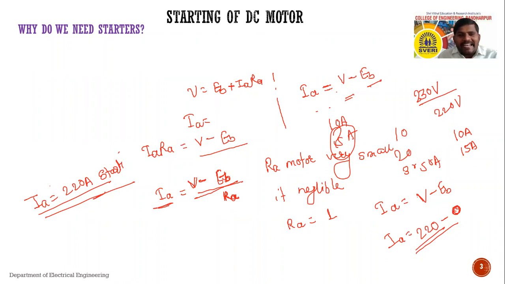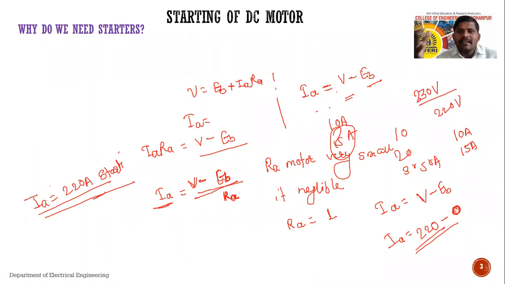That means if we connect some resistance in series with that connection, then we are able to limit that value of current, right? The definition of resistance is that it opposes the flow of current. Similarly, if we insert some resistance in series with the armature, we limit the value of current which goes high at the time of starting. So this is the function, or the necessity, of the starter.